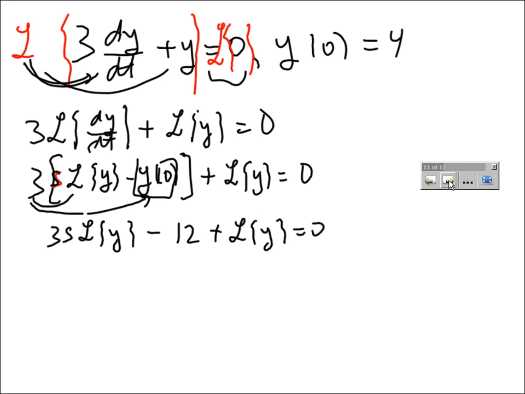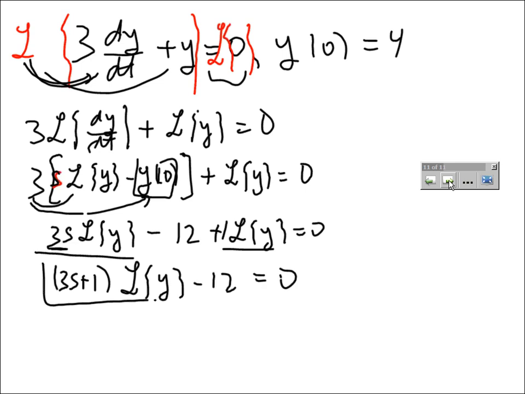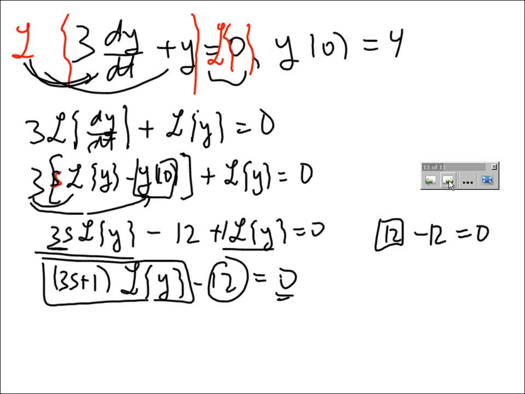So I add the L of y's. How many L of y's do I have? The answer is not 2. Here I have 3s of them, and here I'm adding 1 more. So I have 3s plus 1 L of y's, minus 12 is 0. Well, then this must be 12. When you take away 12, there's only one number that you can take 12 away from and get 0. And that number is 12. So 3s plus 1 L of y's must equal 12.